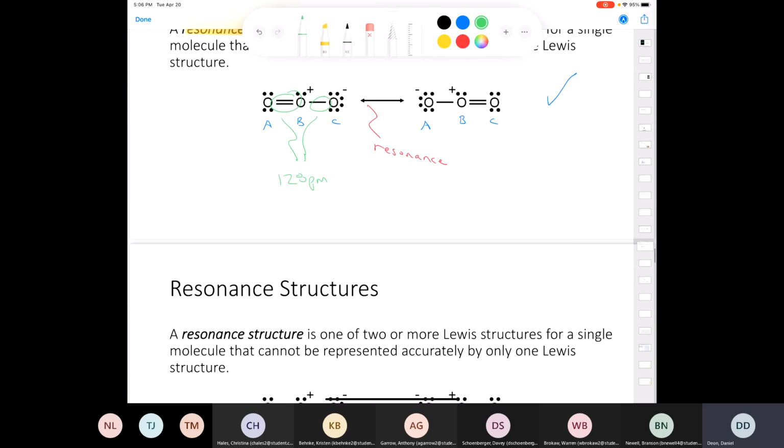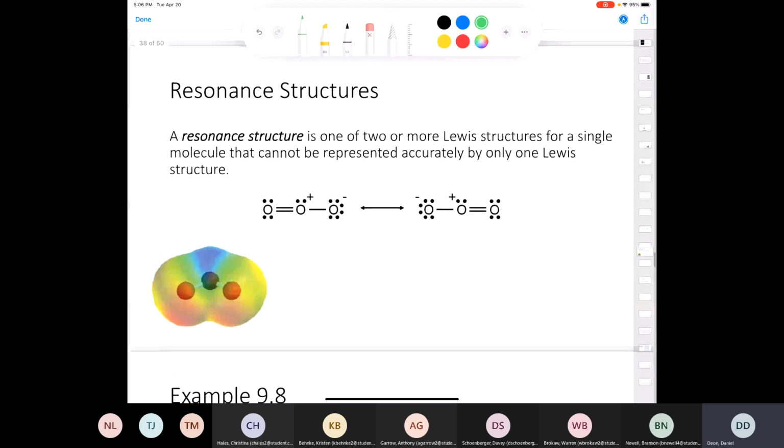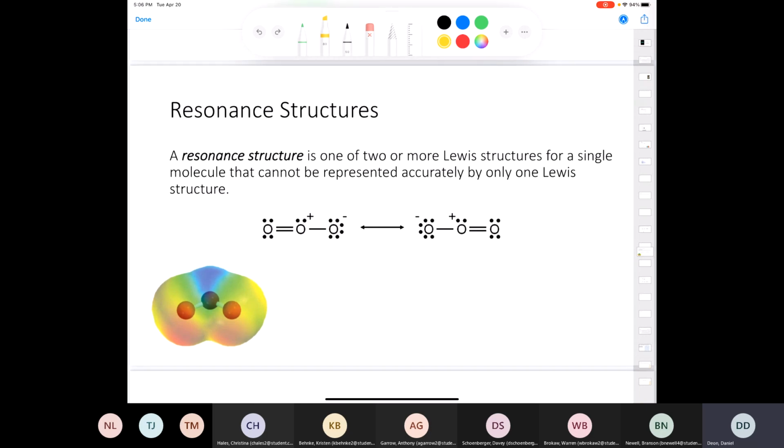Let me prove it to you. If you look at an electrostatic potential map of ozone, you see that the electron density is actually spread evenly throughout the molecule. You see that there's some red density over here, but you have the exact same amount of red coloring here. That means that the negative charge on the terminal oxygens is evenly spread throughout. And that's what a resonance structure is. And again, there are many examples in chemistry where we have to use resonance structures. We don't always have to use resonance structures, but oftentimes we do.